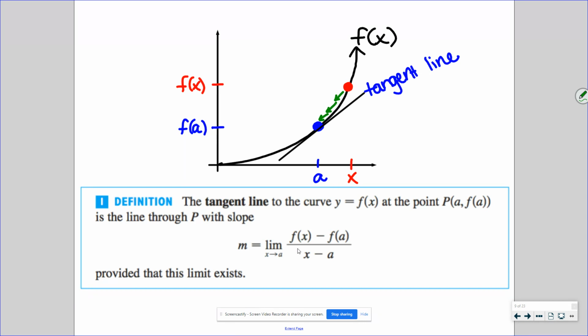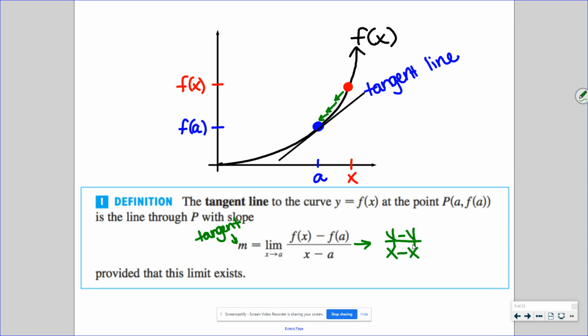So here's how the definition is stated. It says the slope, and when they say m, they mean the slope of the tangent line, is equal to the limit as x approaches A. So that means that as the red dot gets closer to the blue dot. And then this formula here, f of x minus f of A, well, that's just the y values at these points. And then x minus A is just the x values at those points. So really, this is just basically saying y minus y over x minus x.